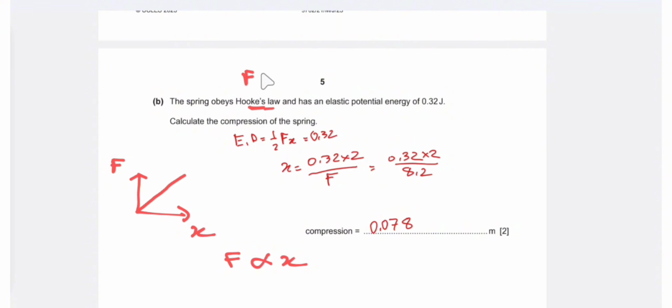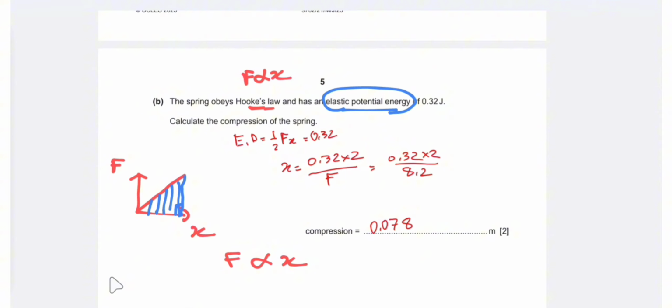So for Hooke's law, force is directly proportional to extension, and we need to find the compression of the spring. We are given the elastic potential energy. For elastic potential energy, we know that it is the area under the force extension graph. So you have to remember that the elastic potential energy is the area under the force extension graph. That is the area of the triangle. Since the force extension graph is a straight line, the shape formed is a right angle triangle.